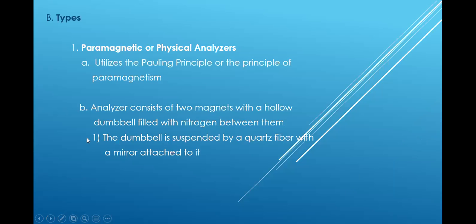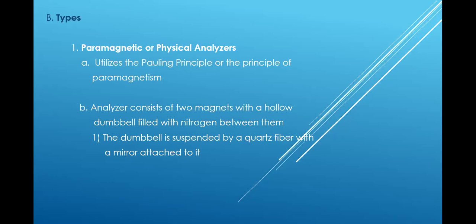All right, you have some types. You have to know the types. You don't have to know the intricate workings of each one, because there are some incredible things that they do. It's like all that's going on inside of that machine. Yes, it is. But you don't have to know all of that. You just have to know some basic principles of it. You have the paramagnetic, also known as the physical analyzer. That's the first type.